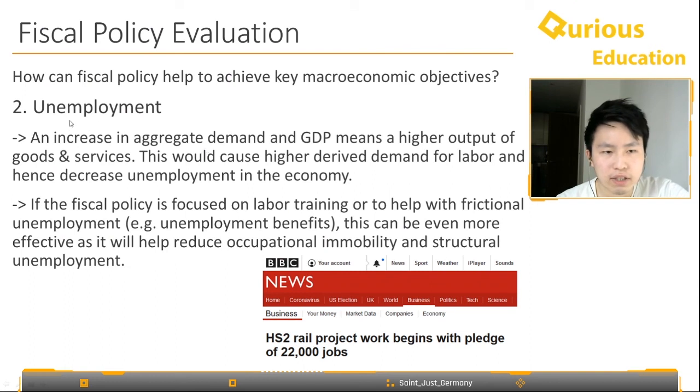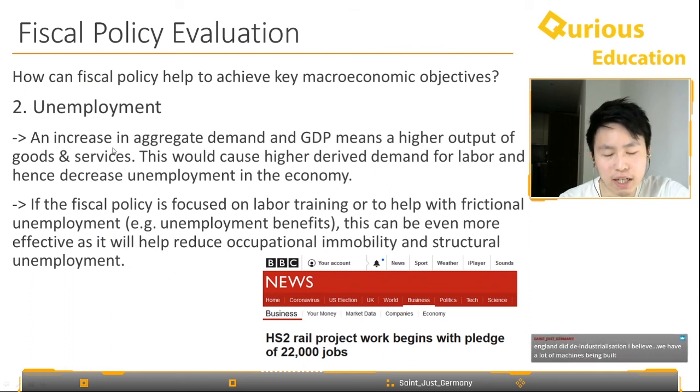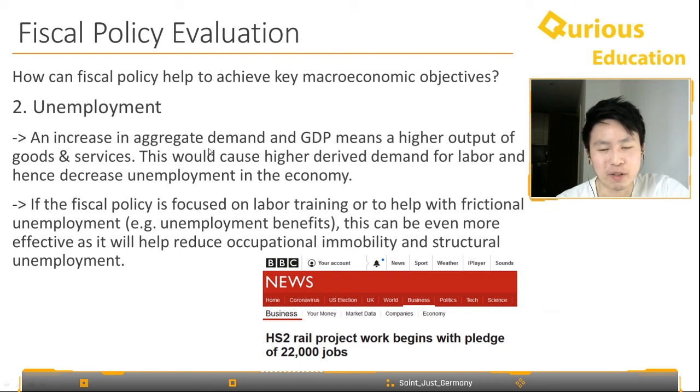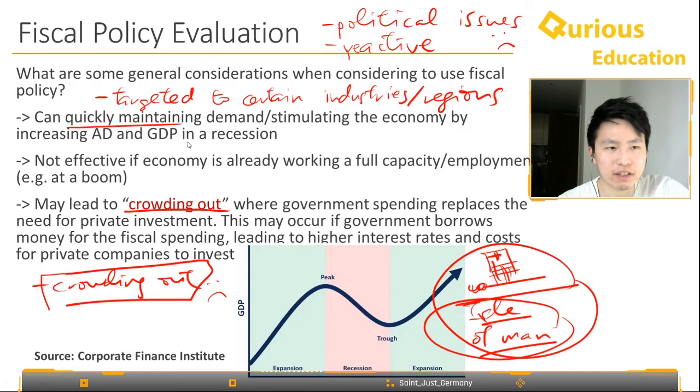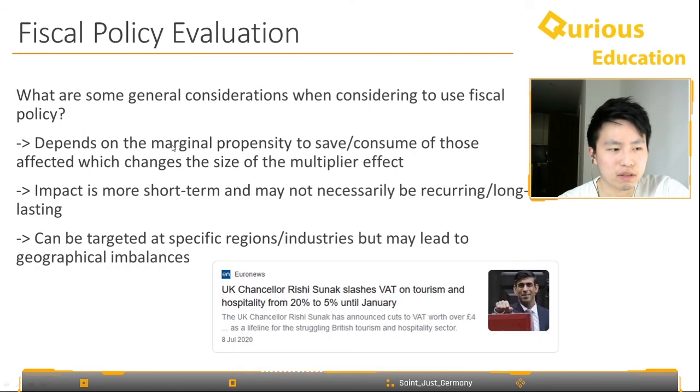So let's do a quick look at the one before inflation. The one before inflation is unemployment. Fiscal policy can help with unemployment because it can produce more jobs if the government spends money to build a new hospital, or spends money on the military, then people can become soldiers for the UK army. Okay, so I think that's pretty much it in terms of evaluation.